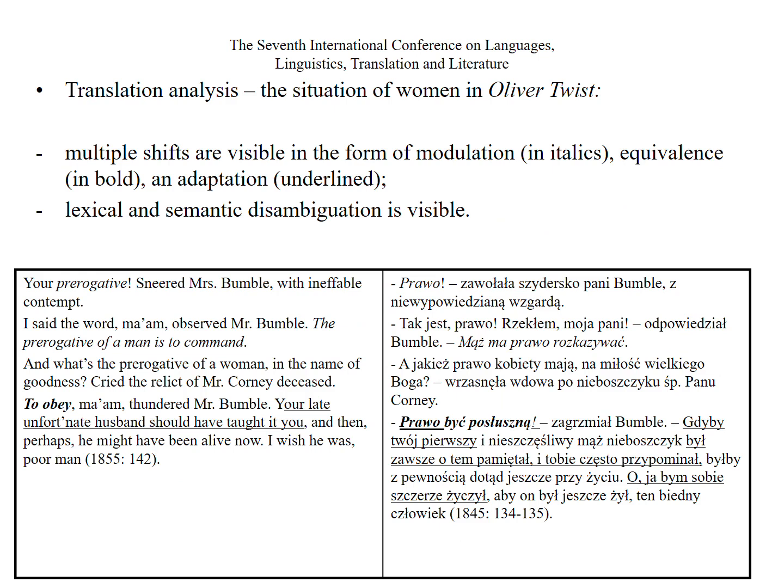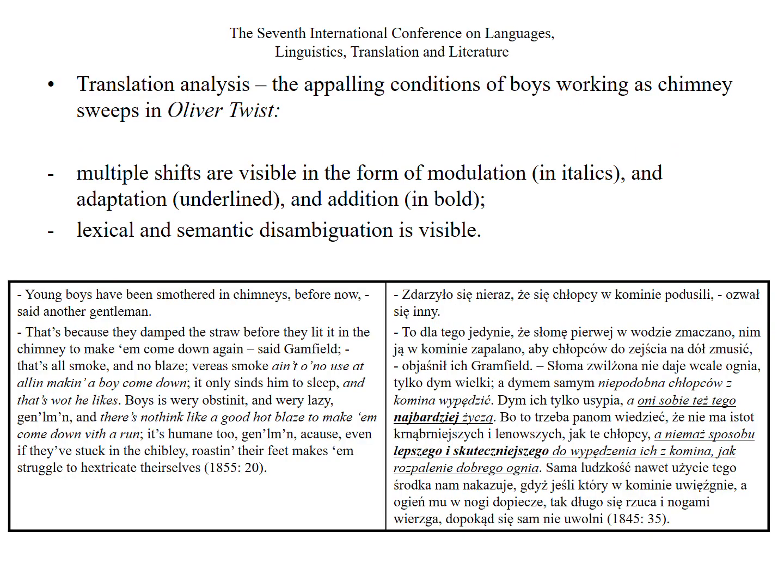The second sample refers to the situation of women in Oliver Twist. Shifts that are visible are in the form of modulation in italics, equivalence in bold, and adaptation underlined. This time the dominant ones are modulation and adaptation. It's as if the translator paraphrases the original in order to make the meaning more explicit and understandable to the Polish reader.